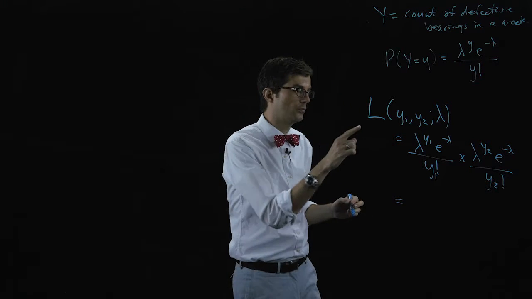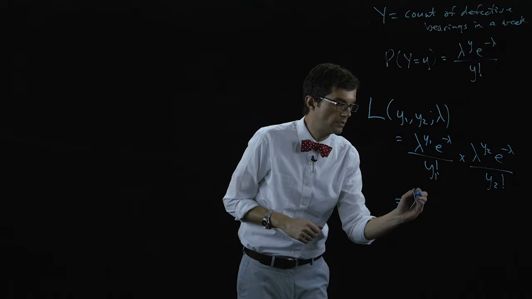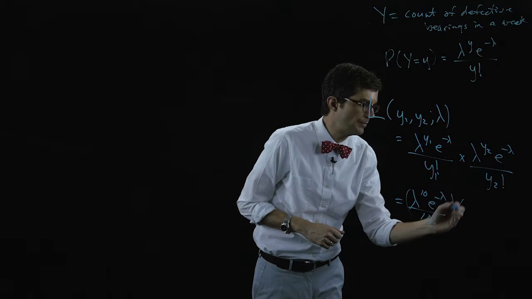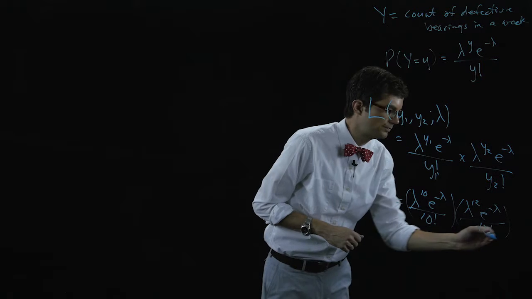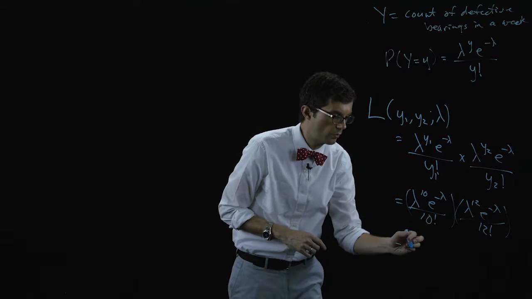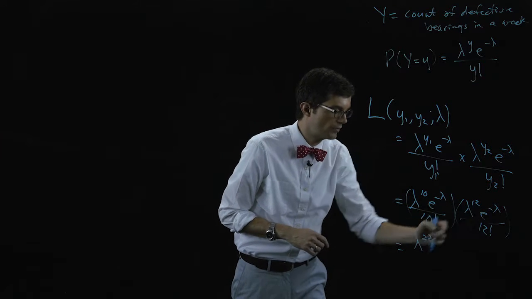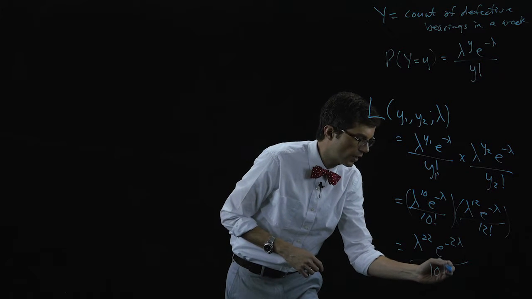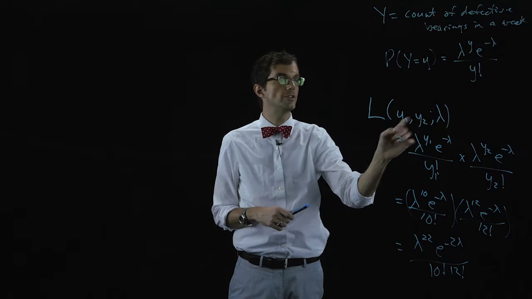So let's put in those particular values of y1 and y2. They were 10 and 12. So we have lambda to the 10, e to the minus lambda over 10 factorial, multiplied by lambda to the 12, e to the minus lambda over 12 factorial. We can multiply those together. Lambda to the 10, lambda to the 12, we just add those together. That's lambda to the 22. E to the minus lambda times e to the minus lambda is e to the minus 2 lambda. And down here we've got 10 factorial times 12 factorial. So this is the likelihood function for those two observations, 10 and 12.